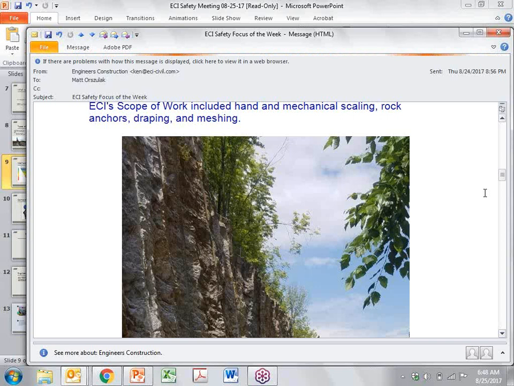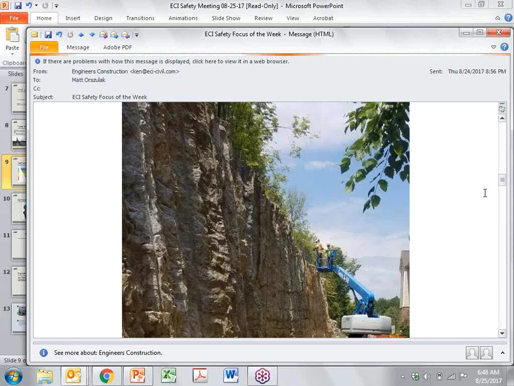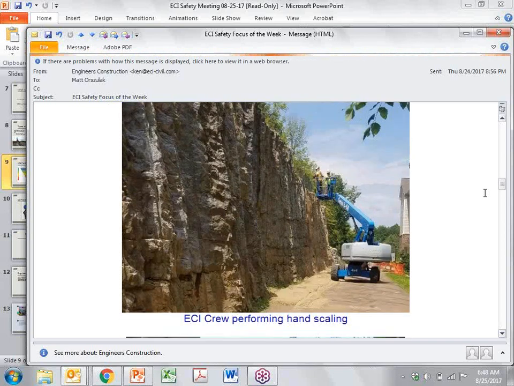And let's see what's in this picture here. Okay, so the guys are in there in the man basket just doing some hand scaling with shovels and rakes, just loosening up the loose stuff which falls to the ground and gets picked up after. With the mechanical scaling, I don't have a picture of that, but we'll use a machine, an excavator, just to claw it loose. If you had something really challenging, you might put a small impact hammer on it.